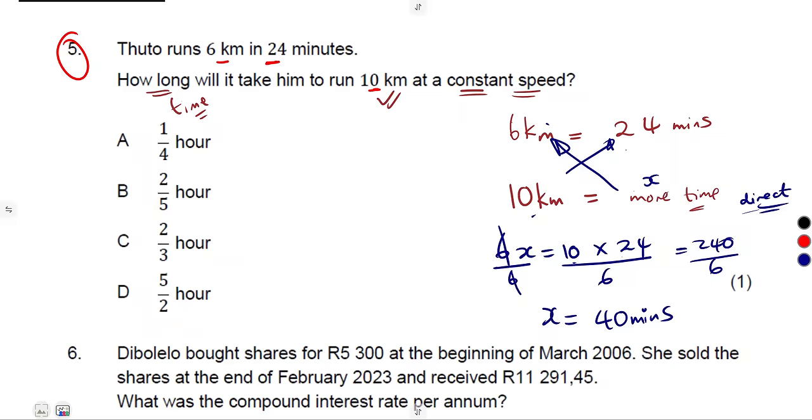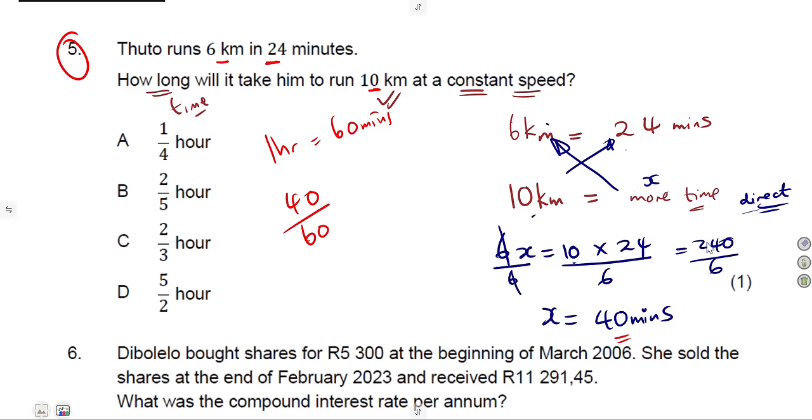But as we can see, our answers are not given in minutes, they're given in hours. So there is a need for conversion to hours. In an hour, how many minutes? It's 60 minutes, remember. So for 40 minutes, guys, simply divide by 60. That's for an hour.